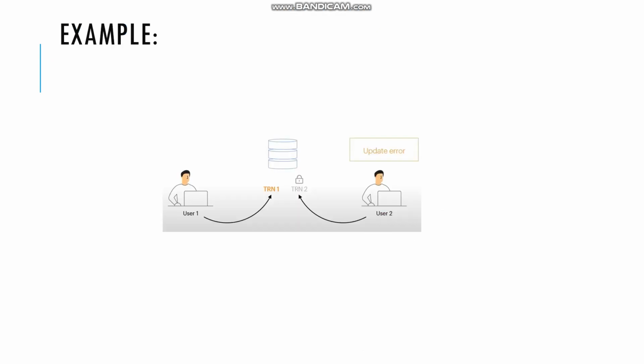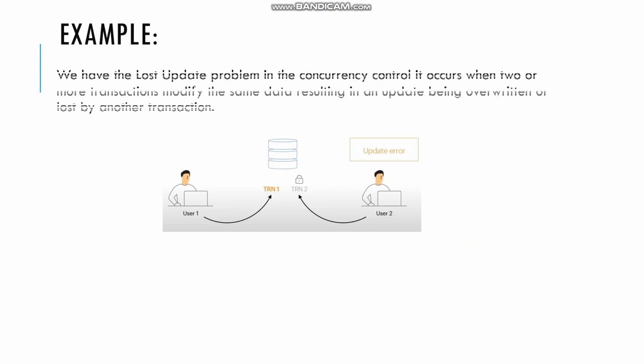So this is one of the examples that I have, like the lost update problem in concurrency control, which occurs when two or more transactions modify the same data, resulting in an update being overwritten or lost by another transaction. Like as you can see, the one person has given the transaction, but it hasn't prevented the second one from having the transaction, so it is locked. So on his computer it will be showing an update error.